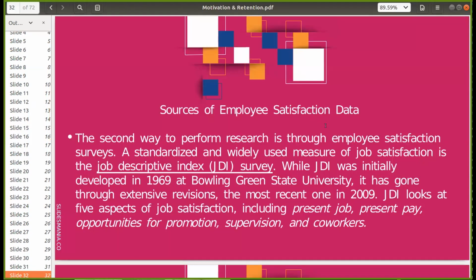And then the second way to perform research is through the employee satisfaction survey. Okay, so a standardized and widely used measure of job satisfaction is the JDI survey, or Job Descriptive Index. While JDI was initially developed in 1969 at Bowling Green State University, it has gone through extensive revisions, the most recent one in 2009. So JDI looks at 5 aspects of job satisfaction: the present job, present pay, opportunities for promotion, supervision, and co-workers.